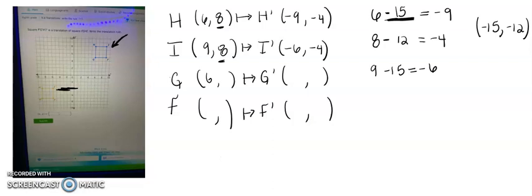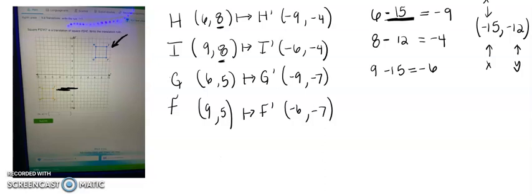For G you should get (6, 5) and (9, 5). And then I'm not even going to look over here. I'm just going to use my rule. So 6 minus 15 is -9. 5 minus 12 is -7. 9 minus 15 is -6. 5 minus 12 is -7. And see, you have to make sure you use the X rule on the X's. This is X and this is Y. But anyway, I just guessed these.